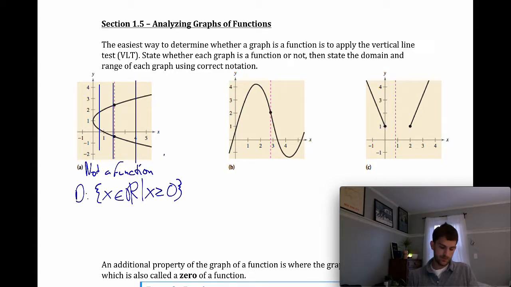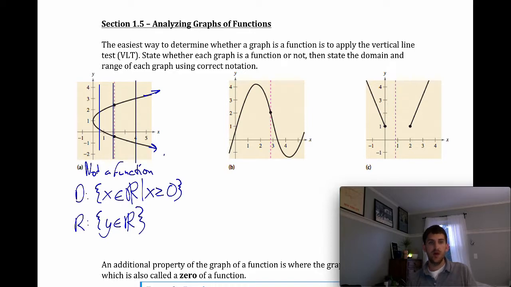For the range, looking at this graph, again, starting off with the same format, y is an element of the reals. Looking at this graph, it's going to go forever up and to the right and also down and to the right. It's going to go forever negative, forever positive, and it's going to hit everything in between. So we're actually done with that statement. We're just going to say y is an element of the reals. Now let's pause and try the second one.